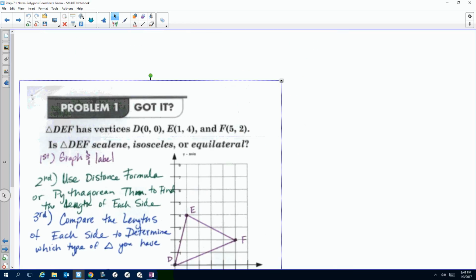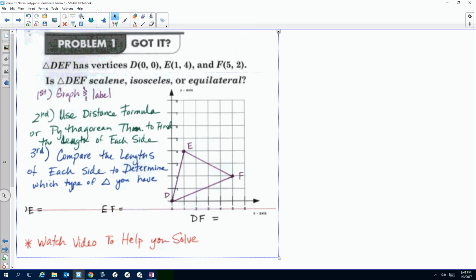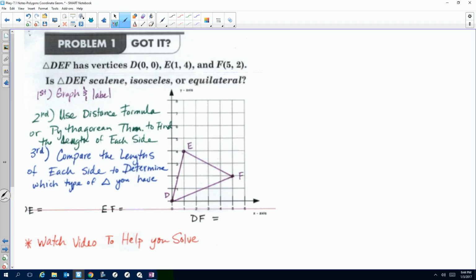To use these steps, watch this video right here if you needed to complete this problem to determine what type of triangle it is. Now, I see that my copy cut off, so this should have been DE.